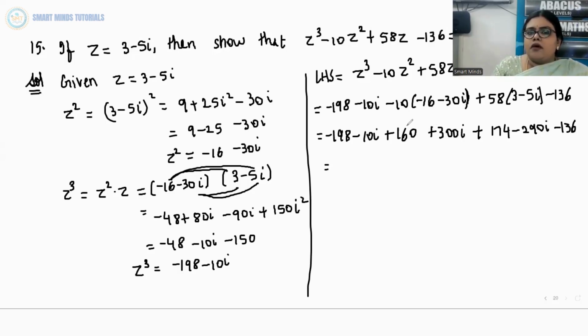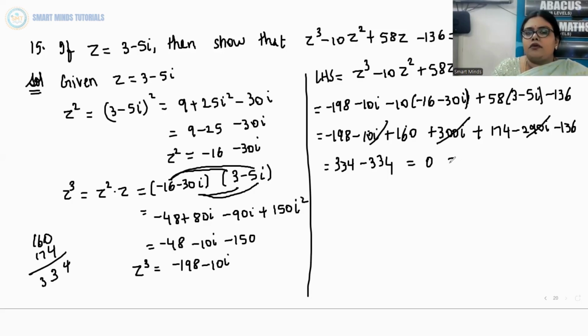Now you see what is 160 plus 174? 160 and 174 is 334. Now minus 136 and minus 198 is also minus 334. Now −10i minus 290i is −300i. −300i plus 300i get cancelled. So 334 minus 334 is 0. That is RHS. Therefore, you can write LHS is equal to RHS.